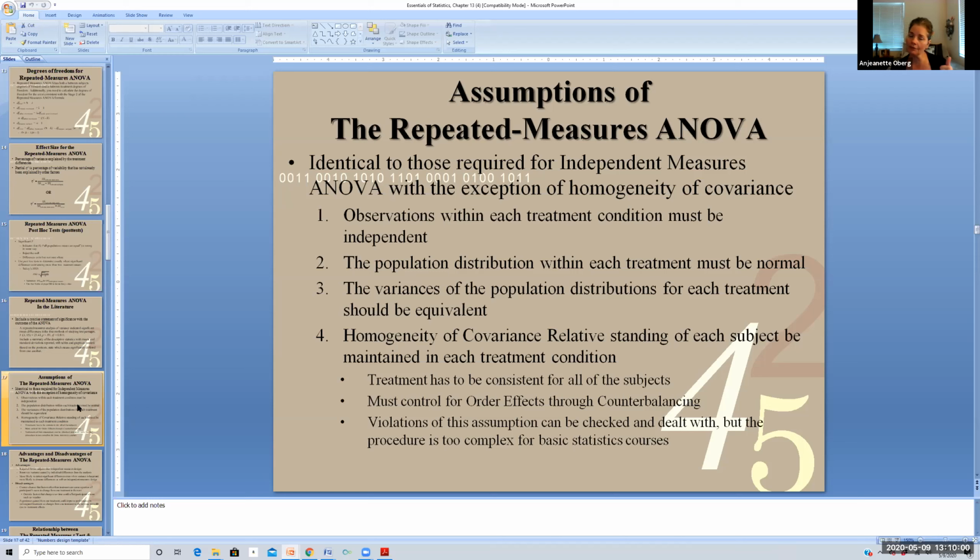So first of all, we have to have independent observations, which has been an assumption all along. Secondly, we have to have a normal population that we're referencing. Thirdly, we have to know that each variance within the treatment should be equivalent. And then finally, we're going to add homogeneity of covariance, suggesting that for each subject in each of the treatment conditions, the treatment effect is consistent for each subject across conditions. So let me explain this.